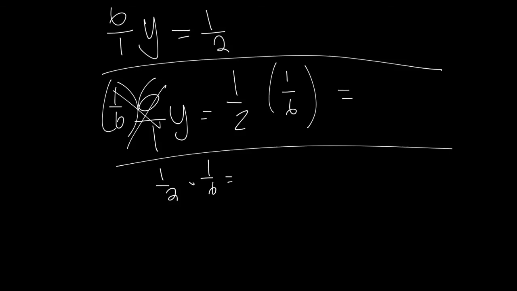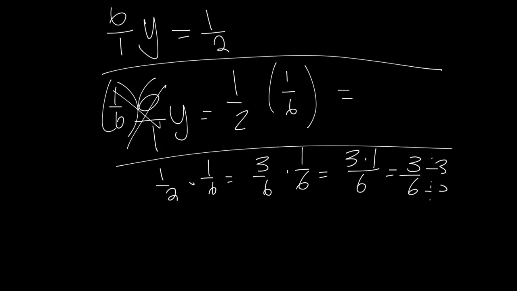So you would do 3 over 6 times 1 over 6. And then 3 times 1, 6 is 3 times 6. And then you can, that's it. But you can divide that by 3. So it'll be 1 over 2. And that's your answer.